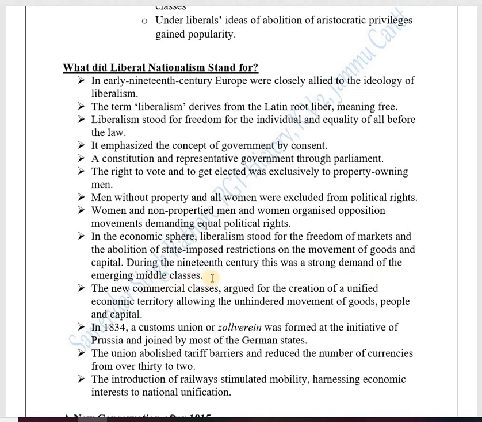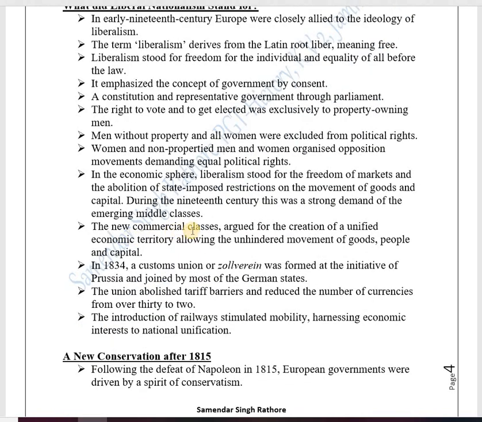So this emerging middle class, which was a new class in the society, the new commercial classes, argued for the creation of a unified economic territory allowing the unhindered movement of goods, people and capital.